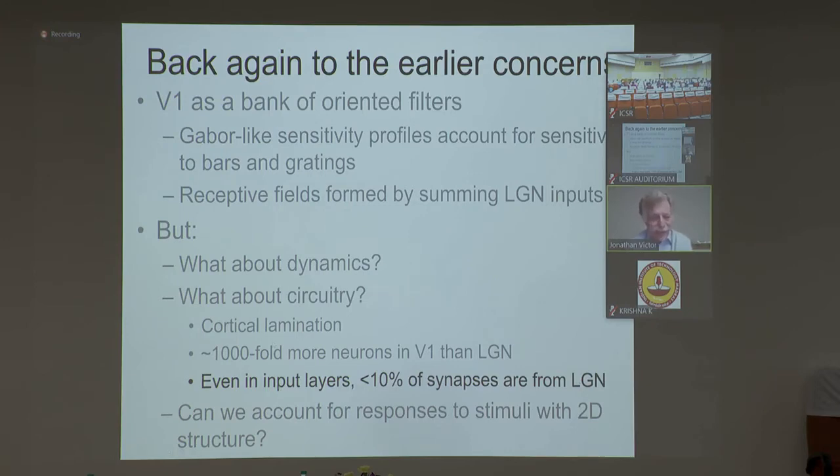It explains some things, such as the checkerboard tuning, but it doesn't account for the overall pattern of responses of neurons to two-dimensional spatial patterns. So I want to spend a little bit more time on the consequences of the fact that visual cortex is massively recurrent and that only a small number of synapses come from the lateral geniculate. This will at least provide another window on the whole simple-complex dichotomy.